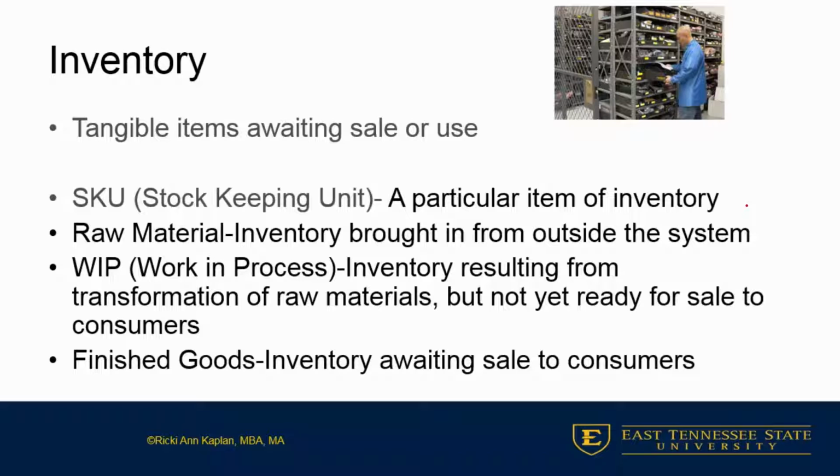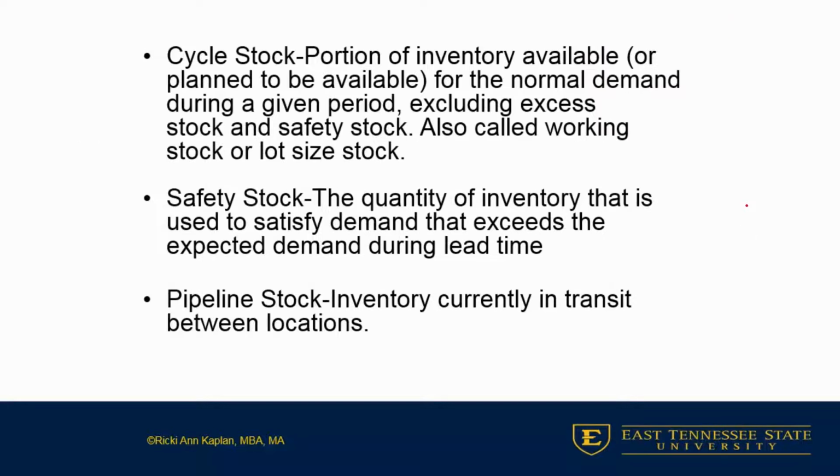Work in process or work in progress, also depending on the author of the text, is inventory resulting from the transformation of raw materials, but not yet ready for sale to customers. So it's stuff that we've started, taking the raw materials, starting to create and put them into our finished product, but it's somewhere in the middle of our process. And then finished goods are inventory awaiting sale for our customers. It's what we've already completed making.